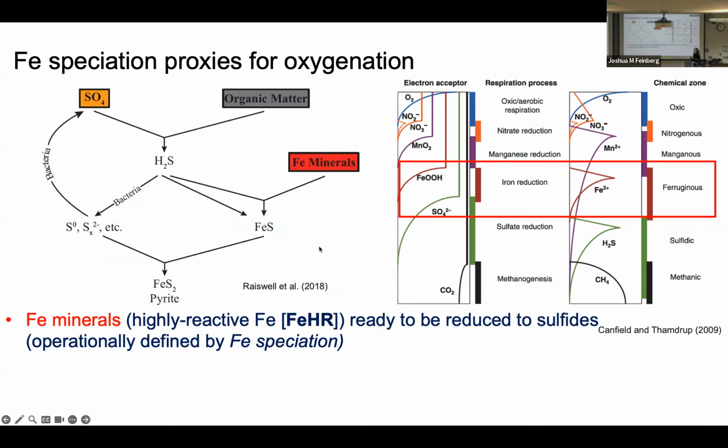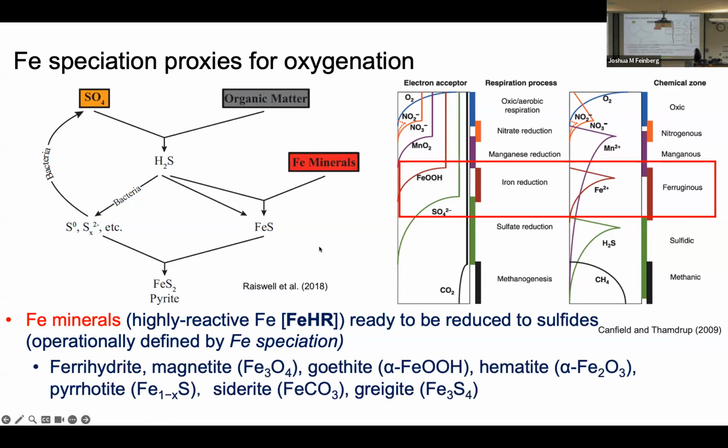Iron speciation defines something called highly reactive iron. The thought behind this is that some of the iron minerals can be reduced pretty quickly, on the timescale of several months. That can include ferrihydrite, which is very amorphous, magnetite, goethite, and hematite. There's still some pyrite over there because you can use pyrite as an intermediate step. There's siderite and there's also greigite. Greigite, as Sarah mentioned, is some kind of product you can have in your sediments.